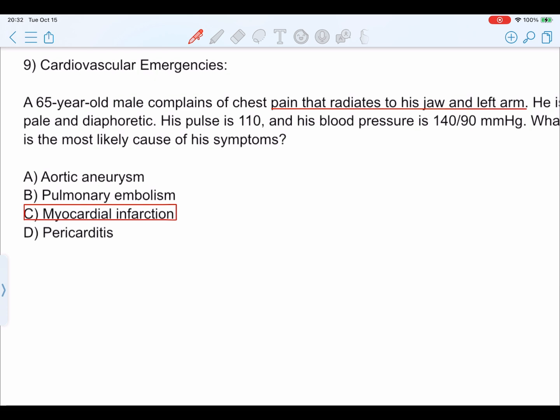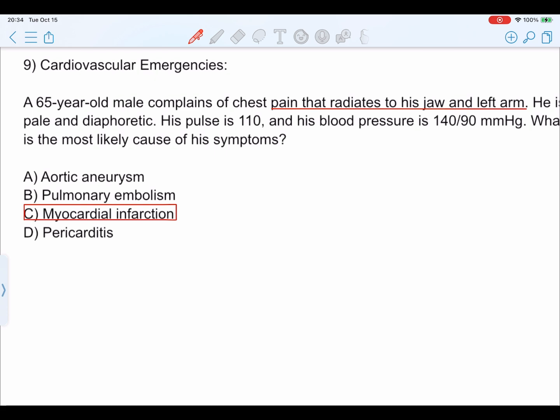65-year-old male complains of chest pain that radiates to his jaw and left arm. He is pale and diaphoretic. His pulse is 110. His blood pressure is 140/90. What is most likely the cause of his symptoms? So I only underlined the part that says pain that radiates to his jaw and left arm because these are telltale signs of a heart attack. Whenever you see left arm pain, radiating left arm pain in the field or on an exam, think heart attack. That's probably where they're going.